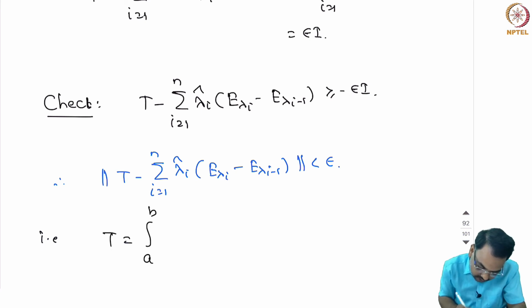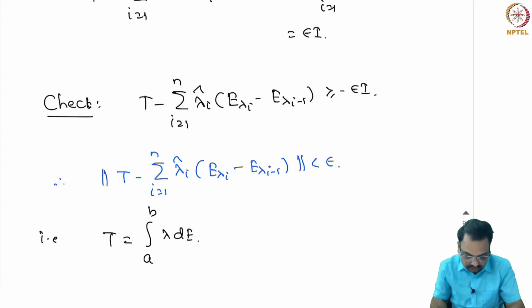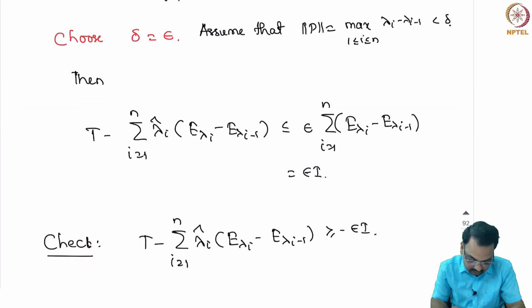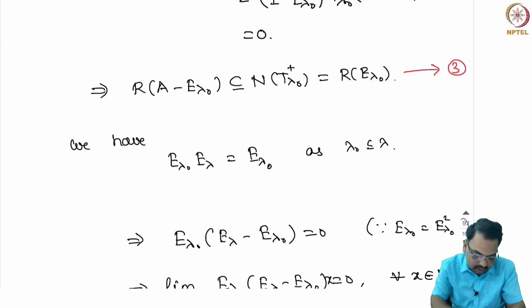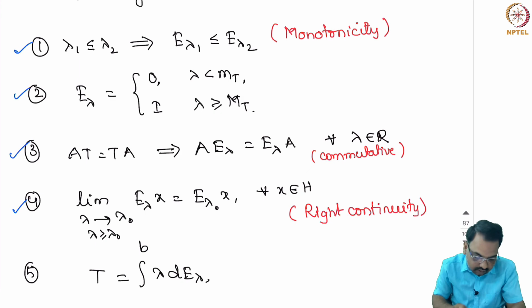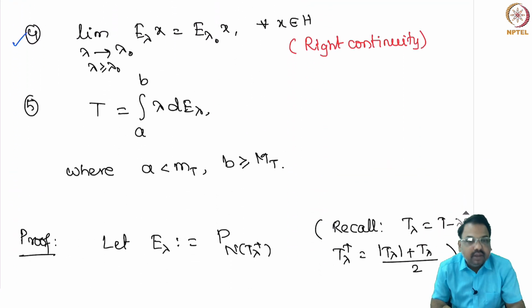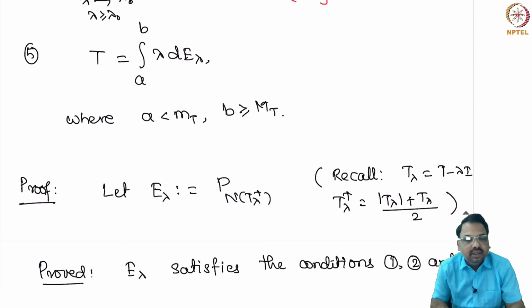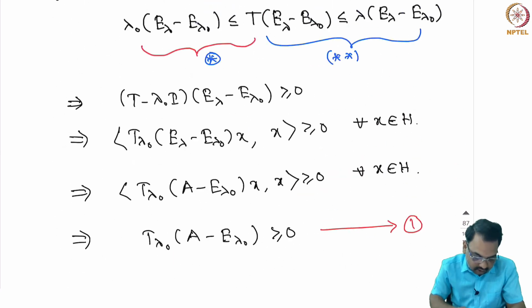we can integrate lambda dE lambda on the interval [a, b] to get T. Okay, this is the spectral representation of T. Now one can ask the question whether this family of projections that we are integrating with to get the self-adjoint operator is unique. In fact we can show the uniqueness by using the right continuity part.